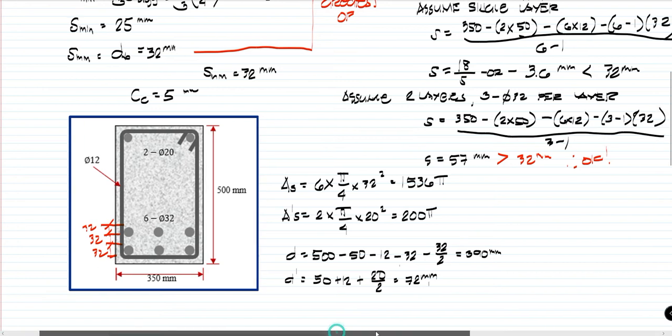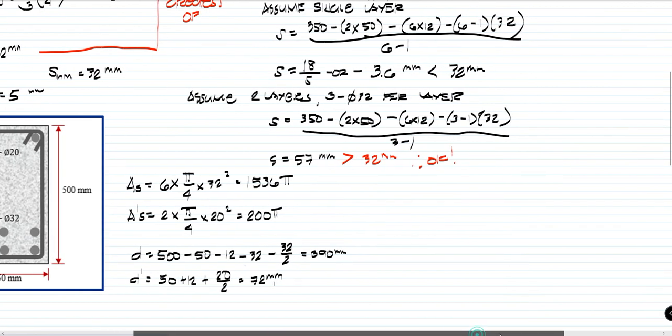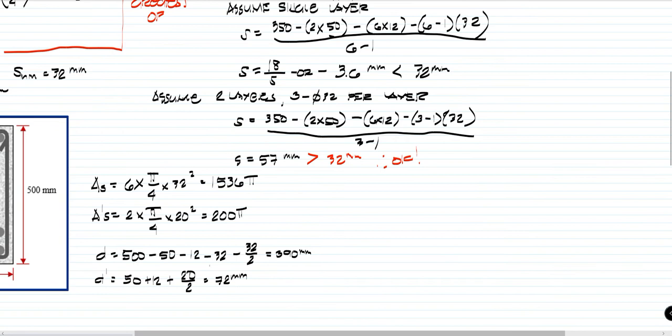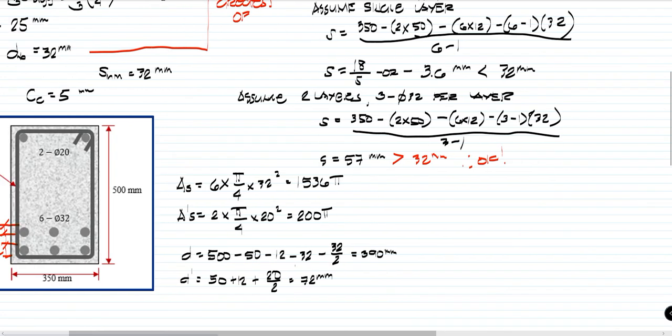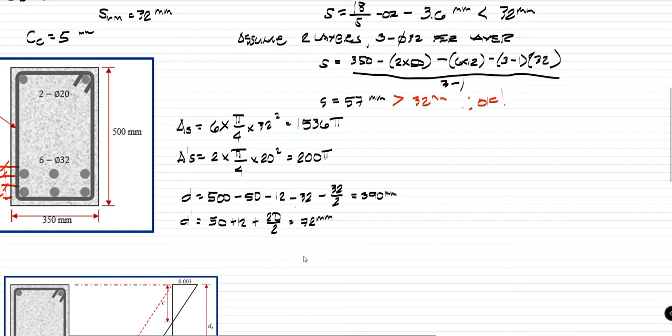For the next one, we could have DT. DT is the distance from the... so let's put it here so we can see the figure. So DT is the distance from the extreme compression fiber of the concrete to the farthest reinforcement, which is the first layer reinforcement. So, our DT is this, from here to here. So, that is the DT.